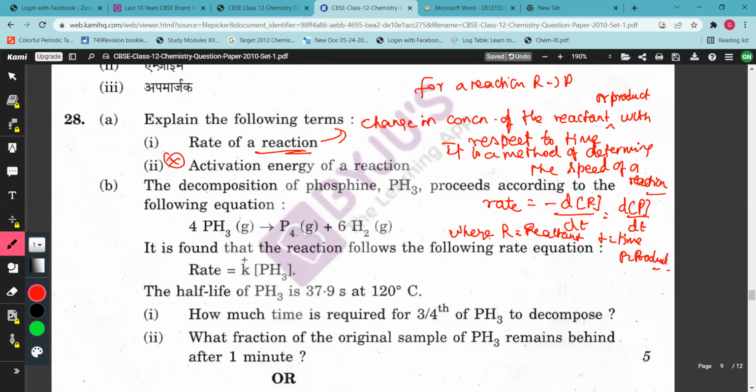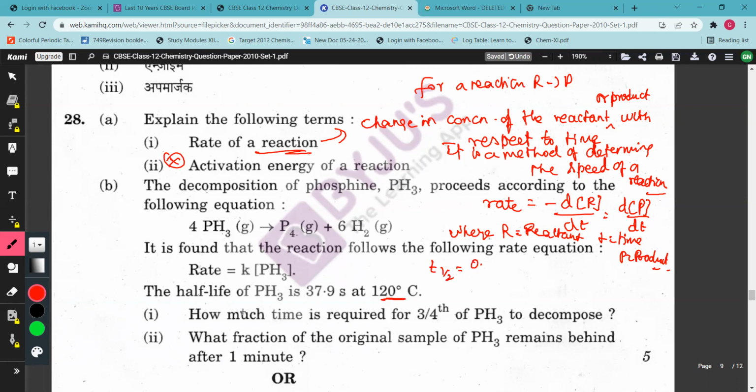Activation energy, it is not there. The decomposition of phosphine proceeds according to the equation. It is found that the rate of reaction follows the following rate equation. The half-life of PH3 is 37.9 seconds at 120 degrees. How much time is required for 3/4 completion? It's a 5-mark question. So from T half, you calculate K first. T half is equal to 0.